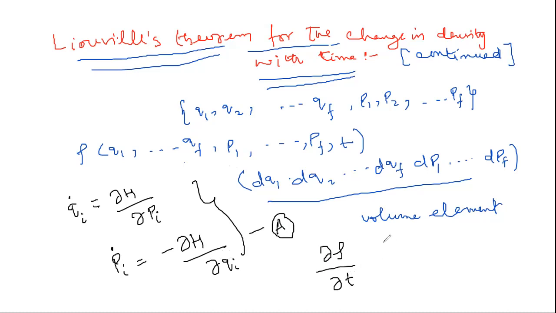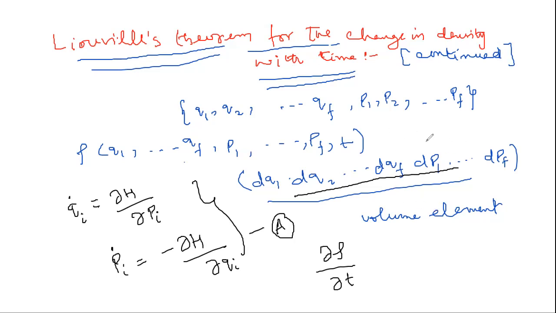The partial derivative of this density function with time in the phase space at a fixed point, or at a given point of phase space. Then to find it, we focused our attention on any given fixed element of volume of phase space. That element was this element. We focused attention on this element. Then the change in the number of systems within this volume element of phase space was this volume element times dou rho by dou t times dt.